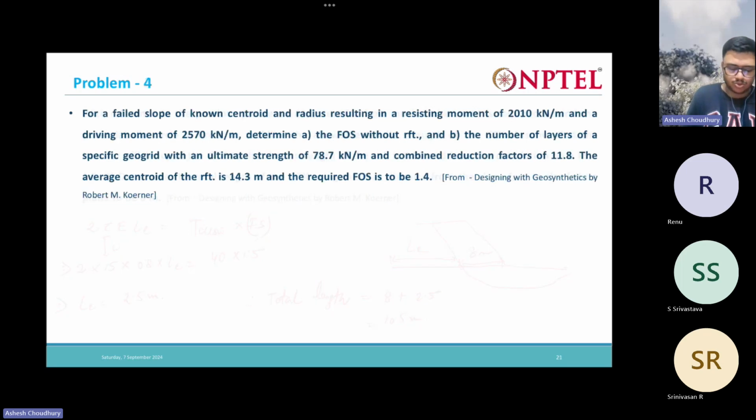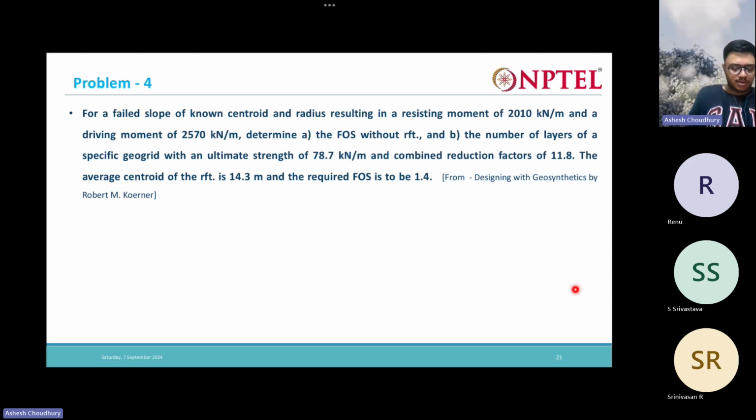Yeah. So let us see this question. For a failed slope of known centroid and radius, resulting in a resisting moment of 2010 kN per meter and a driving moment of 2570 kN per meter, determine A, the factor of safety without the reinforcement. B, the number of layers of a specific geogrid with an ultimate tensile strength of 78.7 kN per meter and a combined reduction factor of 11.8. The average center of the reinforcement is 14.3 required.